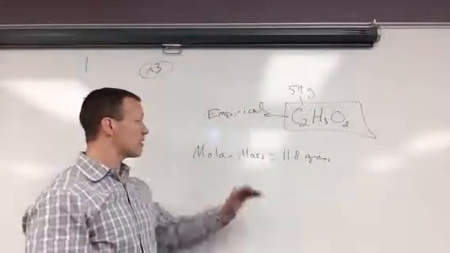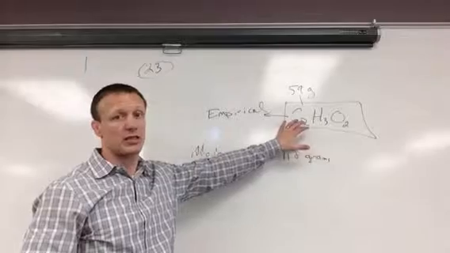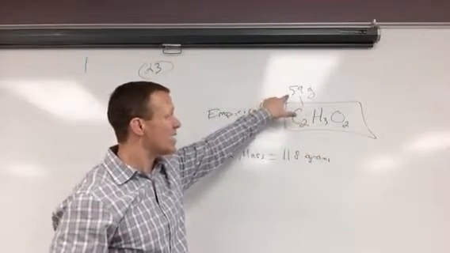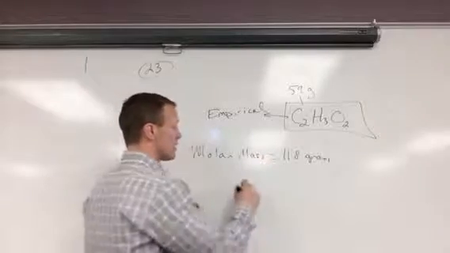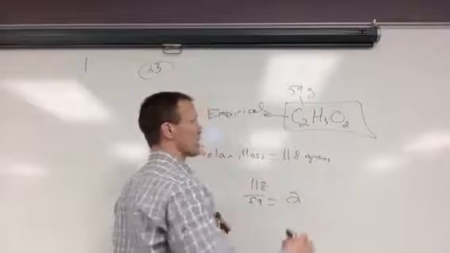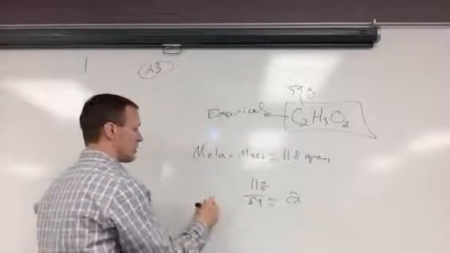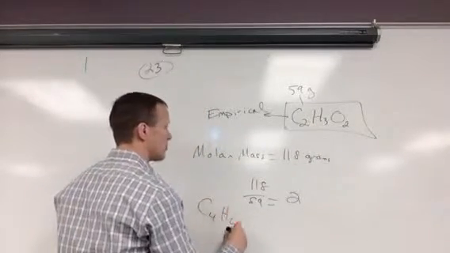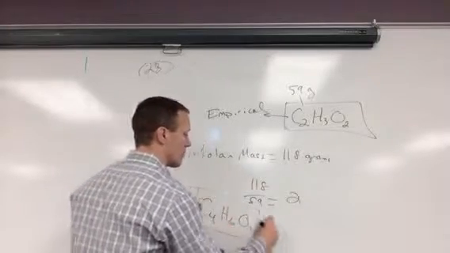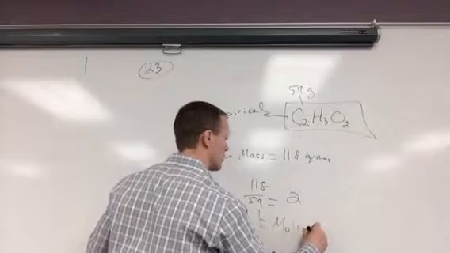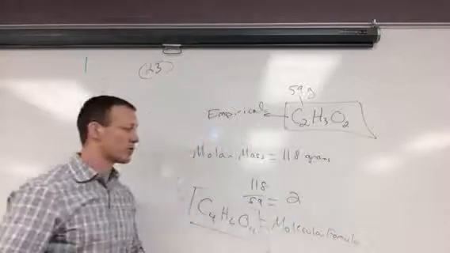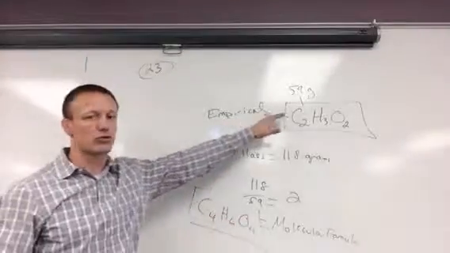So remember, the molecular formula will always be a multiple of this. Either this doubled, this tripled, this quadrupled. 59 goes into 118. So take 118 divided by 59, goes in 2 times. That means I need to double this to C4 H6 O4. That is my molecular formula. So this is the actual formula of the compound.